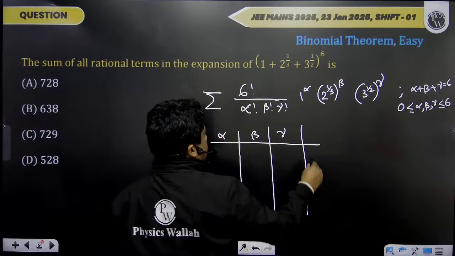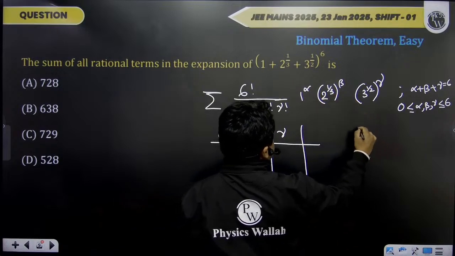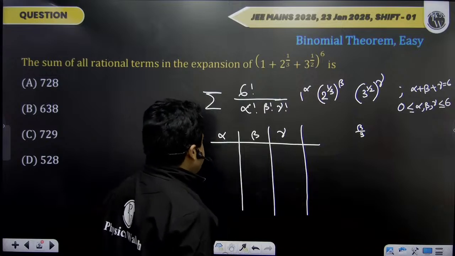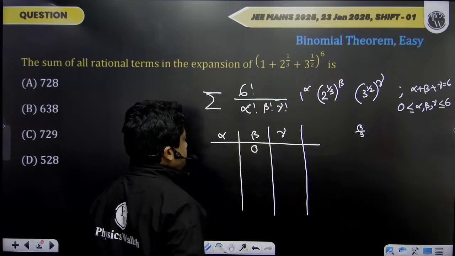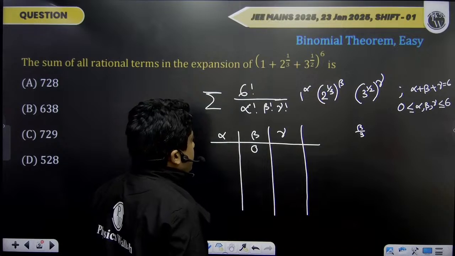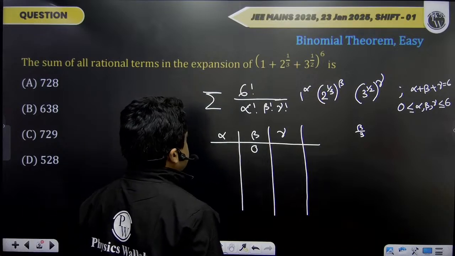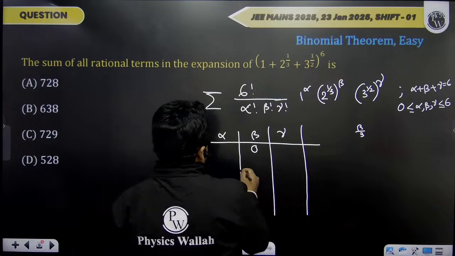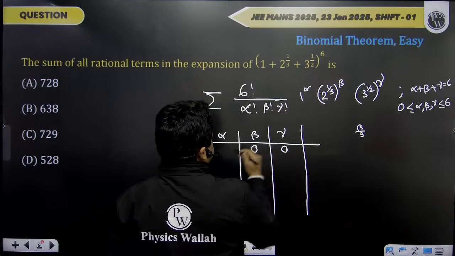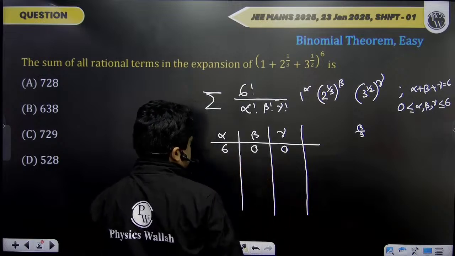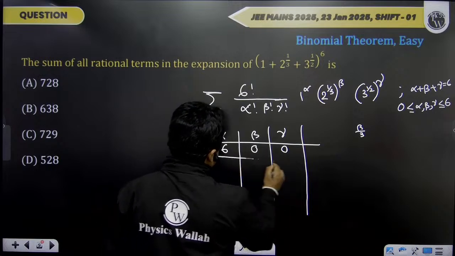So let's target beta. So beta, this will be what? 2 power beta by 3. So beta must be divisible by 3. So beta must be divisible by 3, means I can take beta equal to 0. If I take beta equal to 0, then I can take gamma also 0, and then alpha will be 6. So this is one case.